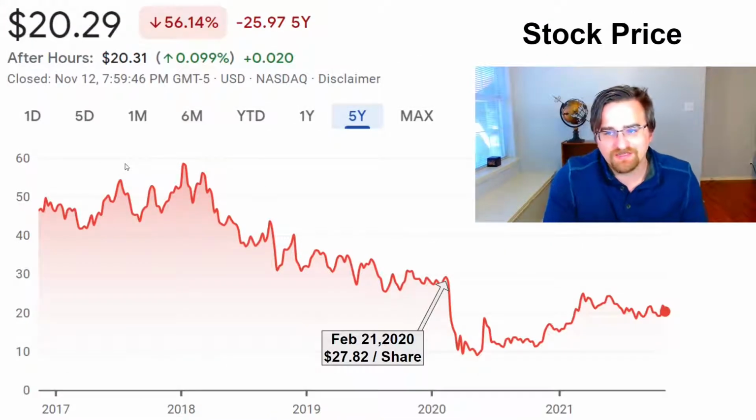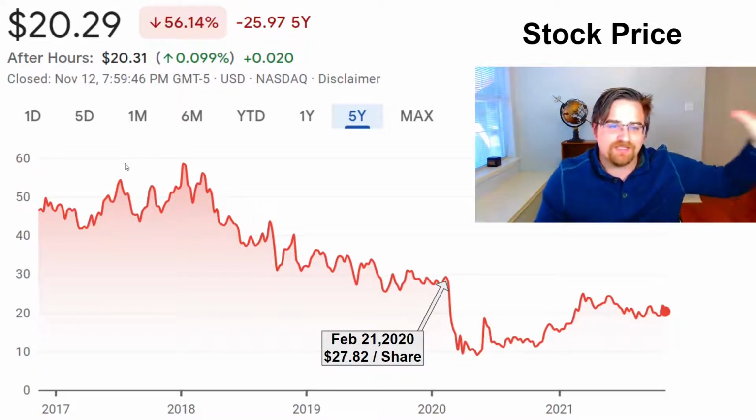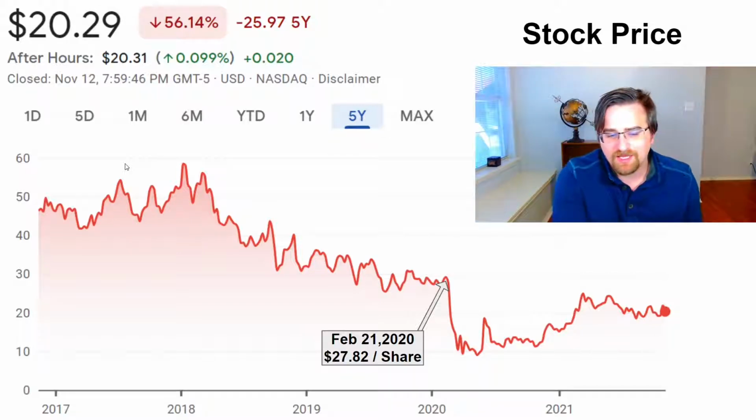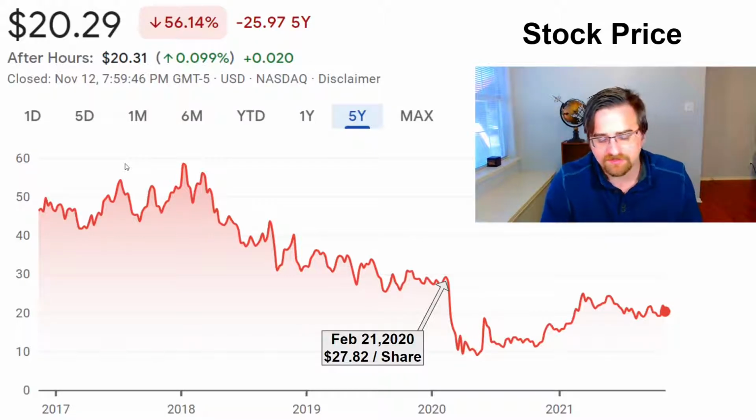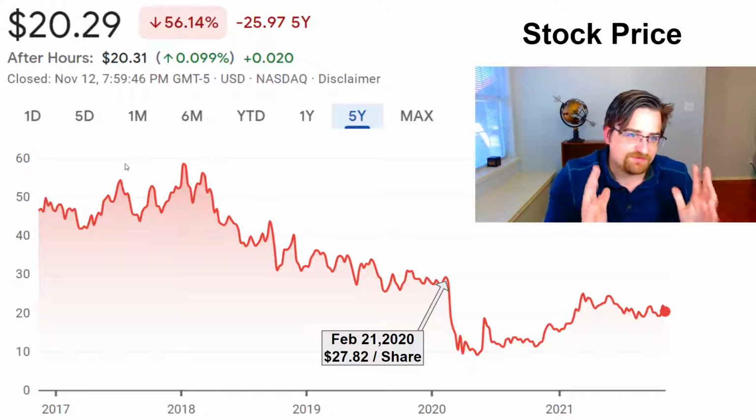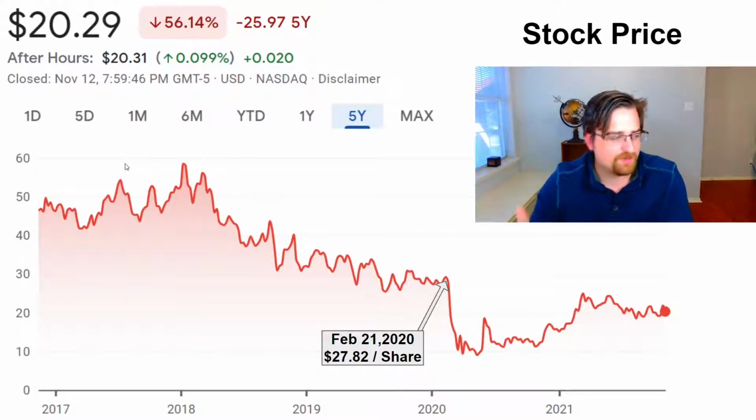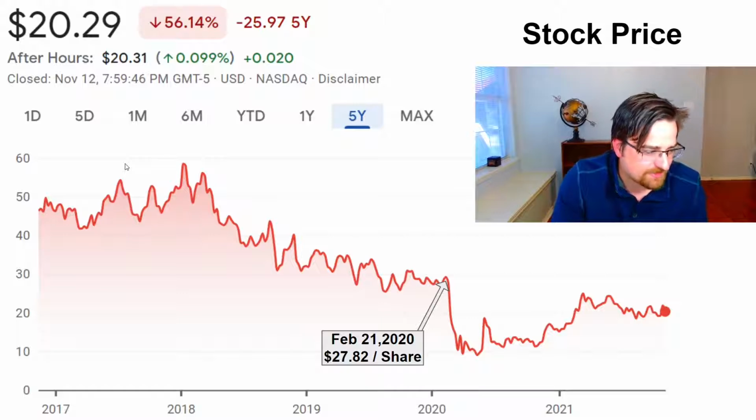All right, next up, let's talk about stock price history. So looking at the last 5 years, you can see they were up in the $40 to almost $60 at some point. But really, things have been bad lately for American Airlines. If you look at their stock price right before the pandemic, it was around $27.82 to current prices around $20.29 as of November 12th. So if we're looking at the stock price moving forward, knowing about market cap, knowing about shares outstanding, there's no way we're going to get back to pre-pandemic levels.